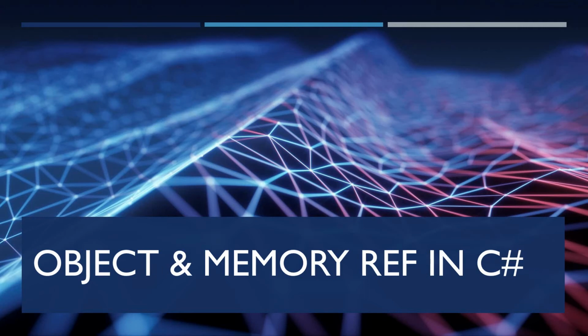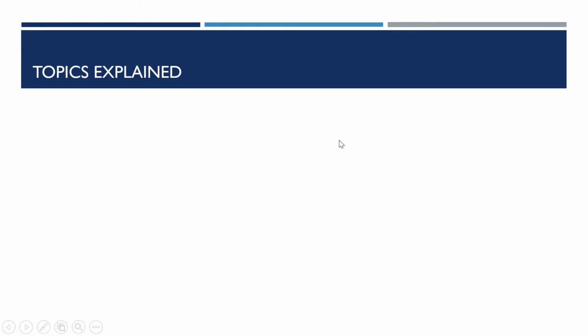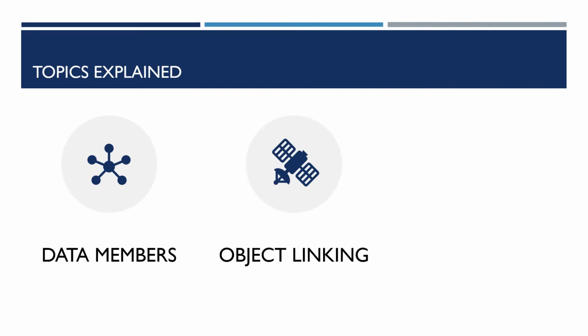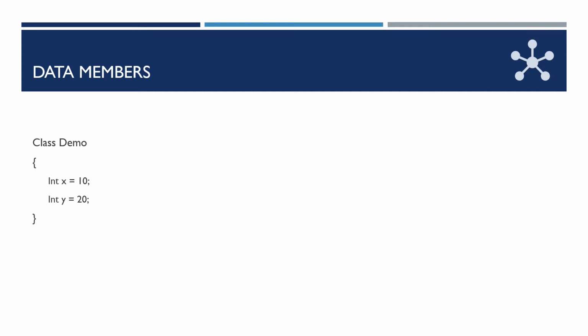Welcome back. In this video, we'll be discussing object and memory reference in C#. These are the topics explained in this video. First one is class data members, how class data members are linked with the class object, and how one object to another object linking happens, and how object linking happens when there is a parent class. The first one is data members.